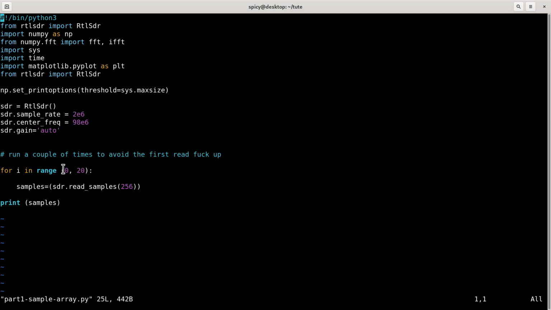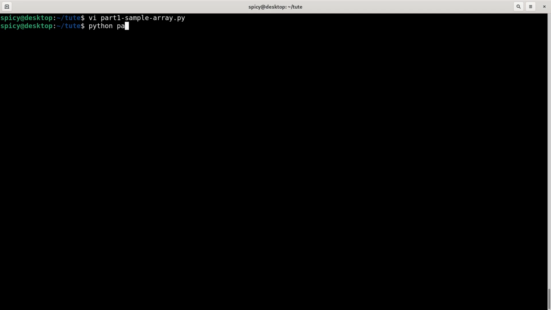And down here, I'm just going to do it a few times first because when you first start this, there's some spurious samples. So that's why I've got it running 20 times here, even though I'm reading just the end value. So I'm just going to read these samples. I'm going to grab 256 of them and then print them to the screen. That's it. So when I run that, you watch what happens.